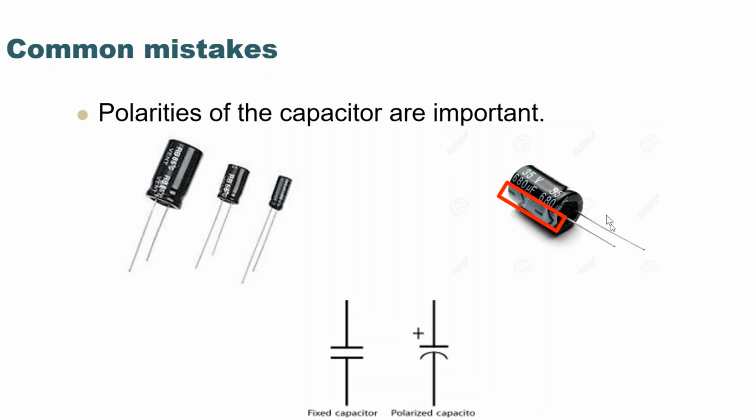Or if you look at the body of the capacitor, sometimes there will be a bar that indicates the negative terminal of the capacitor. And in our diagram, if we draw a capacitor using this symbol, it means we don't really distinguish the polarities. But if we draw it in this symbol, it means the polarities are distinguished.